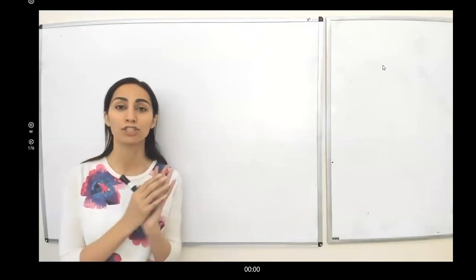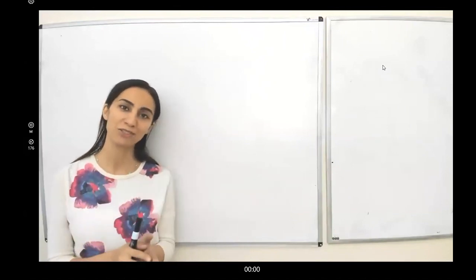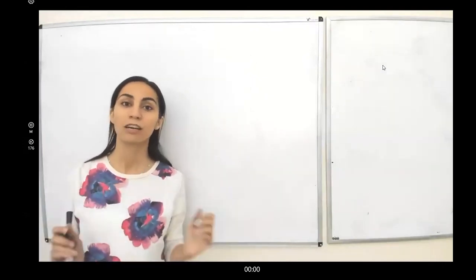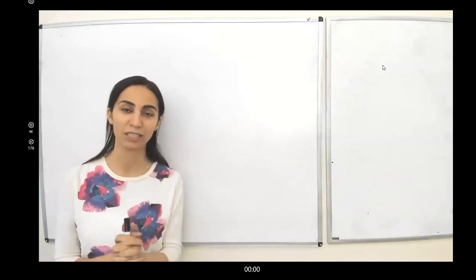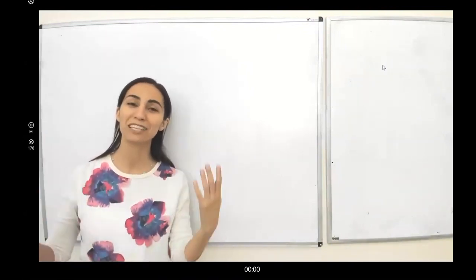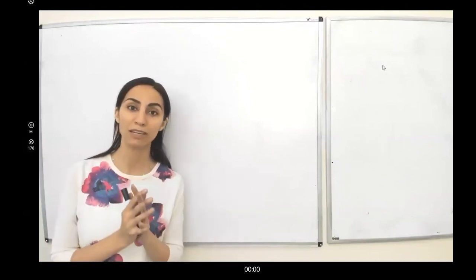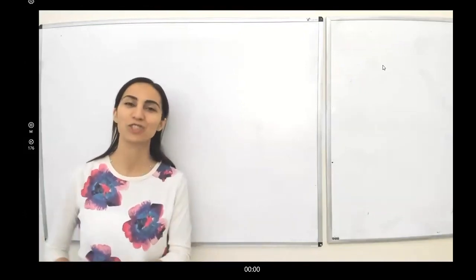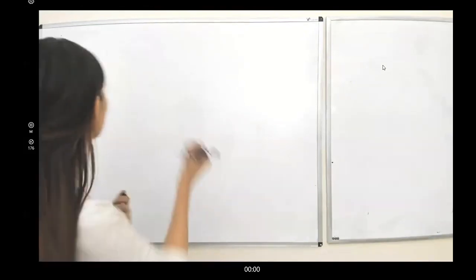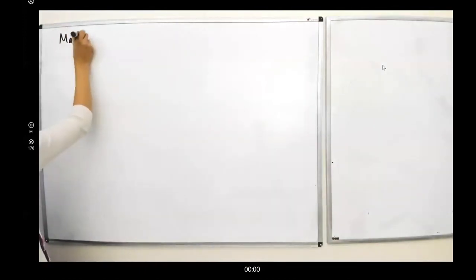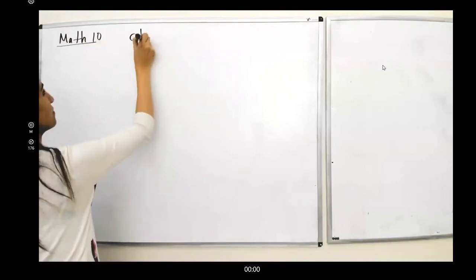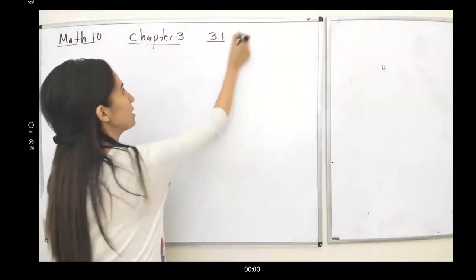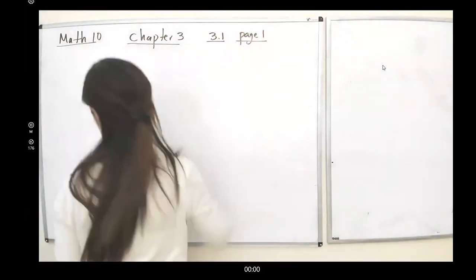So far we're done with chapter 1. We're done with chapter 2. We're going to start chapter 3. Chapters 4 and 5 are related to chapter 3. In chapter 3, we're just going to go over a little bit of introduction about probabilities. The actual work is in chapter 4 and chapter 5. Very well. So, Math 10. Chapter 3, section 3.1, page 1.